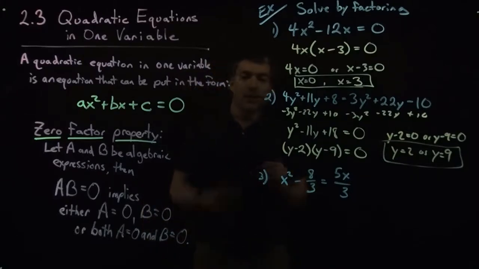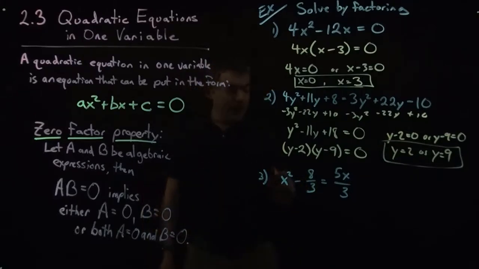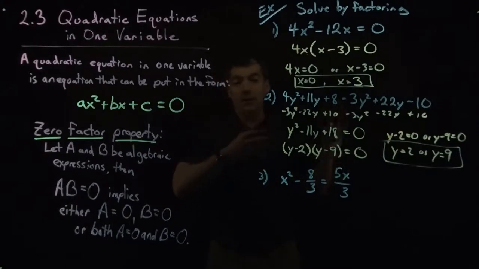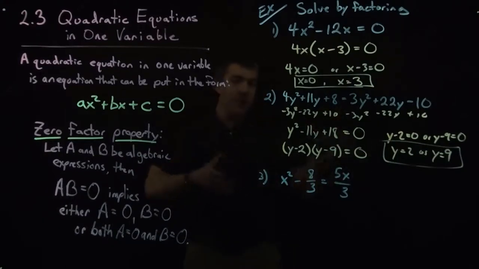All right, let's look at the last one. X squared minus 8/3 equals 5x over 3. And the first thing I see about this, not that it's equal to 0, it's that it's got fractions in it. And I don't like fractions, and most people don't like fractions. But when we have an equation, we have an out, right? And that out is we can clear the fractions.